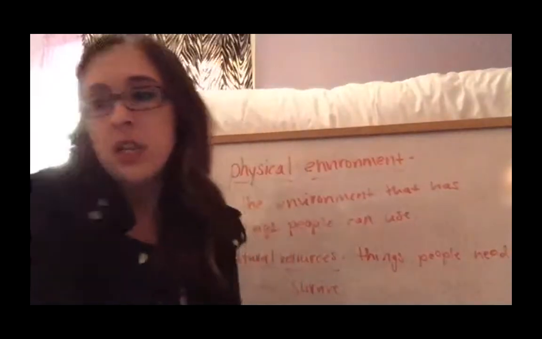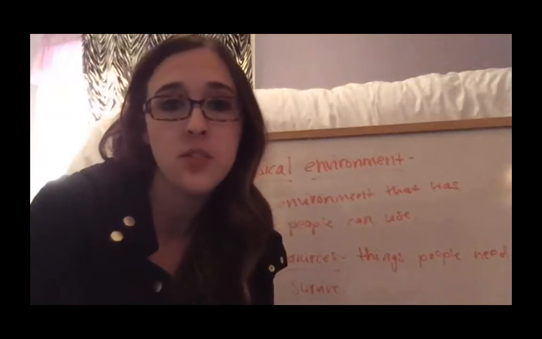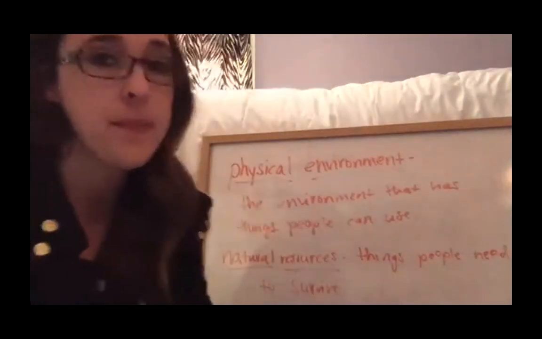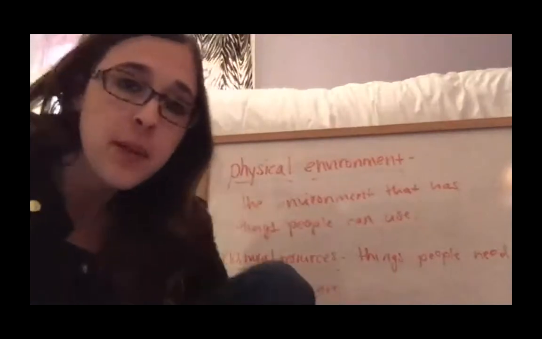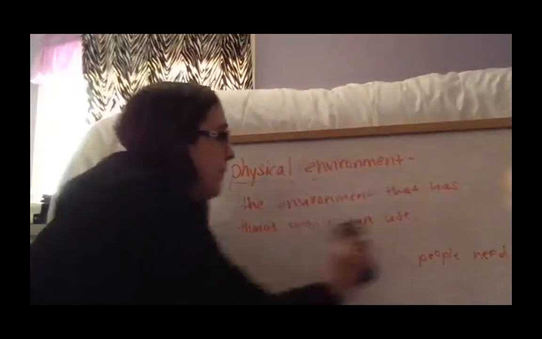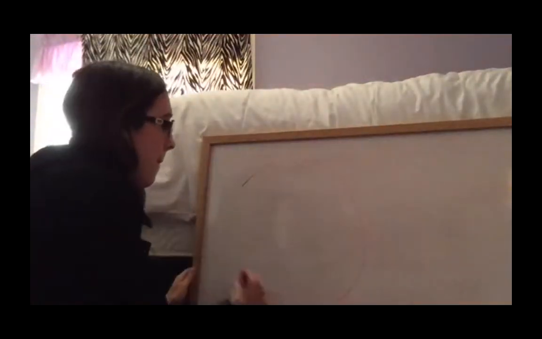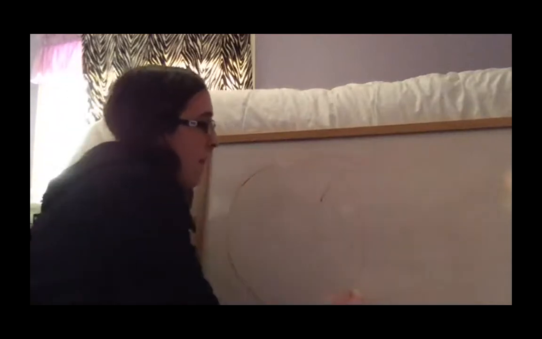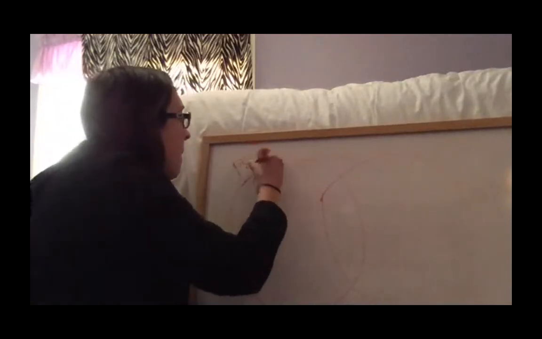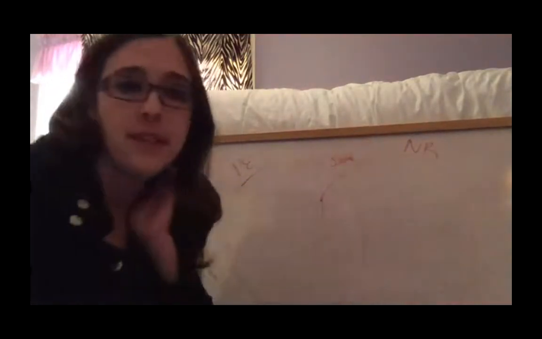Okay. So, I want us to compare and contrast the physical environment and natural resources together with our Venn diagram. Remember, a Venn diagram helps us compare objects to see if they are alike and different. I'm going to draw it up here. All right, who can give me an example of how a physical environment is different than the natural resource? Anyone have any ideas?